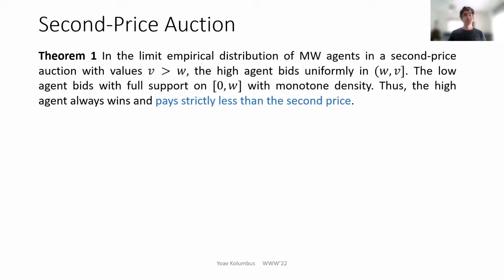So start from the second price auction. A result says that in the limit empirical distribution of multiplicative weights agents in the second price auction with values V and W, the high agent is going to bid uniformly between the second price and its value, and the low agent is going to bid with full support between 0 and its value, which is the second price, with monotone density. And so the high agent is going to always win, but is going to pay strictly less than the second price. So we're not getting the second price outcome.